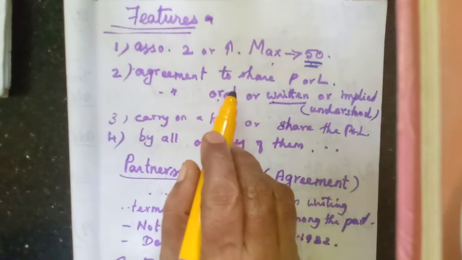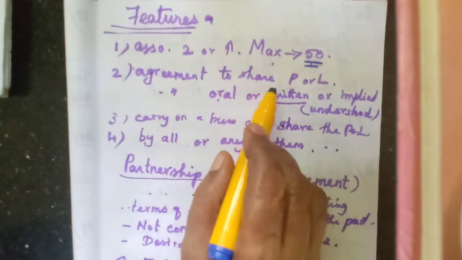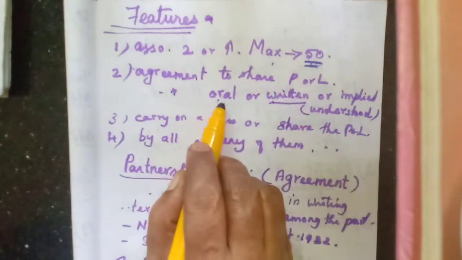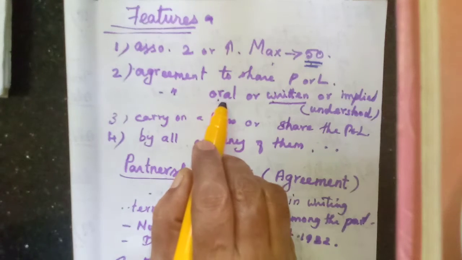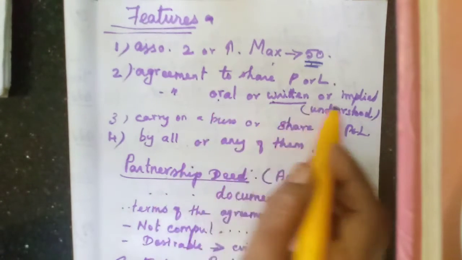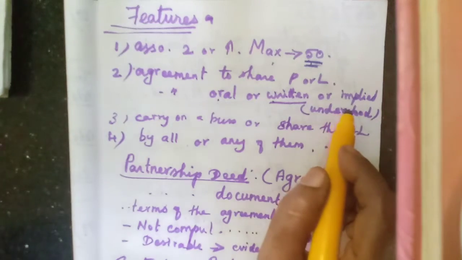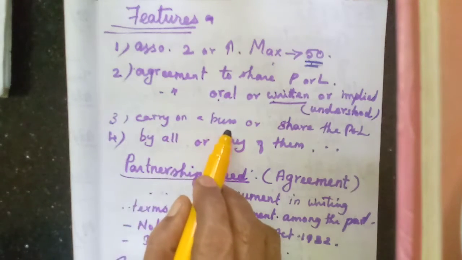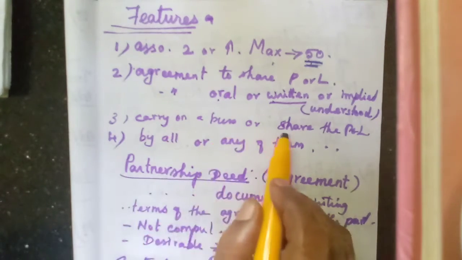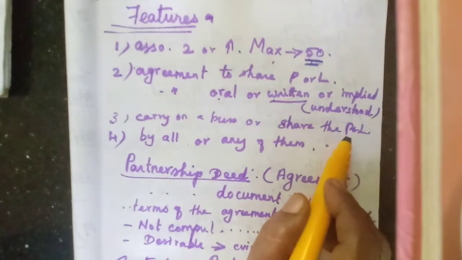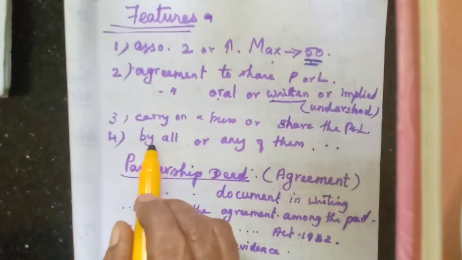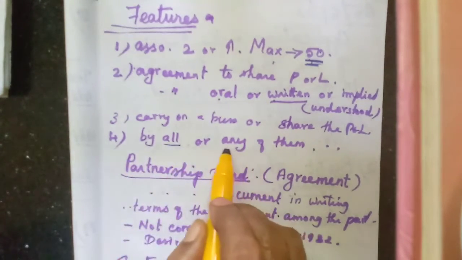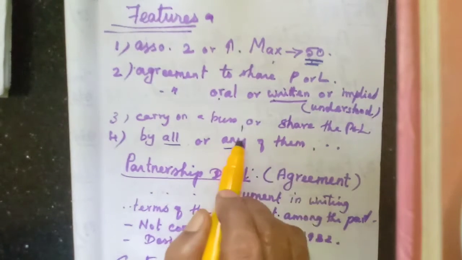Then there is an agreement we have studied. There is an agreement among the partners in order to share the profits or losses of the partnership firm. The agreement may be oral. Oral means either in saying or written in a paper, or it may be implied, understood. Then the agreement may be for what? In order to carry on a business, or the agreement is to share the profits and losses. Then about the business, it is given that the business may be carried on by everyone, all, or any of them, any one can act for others.